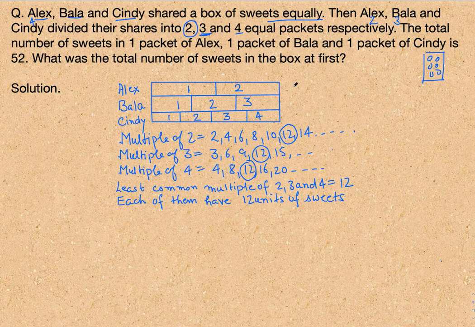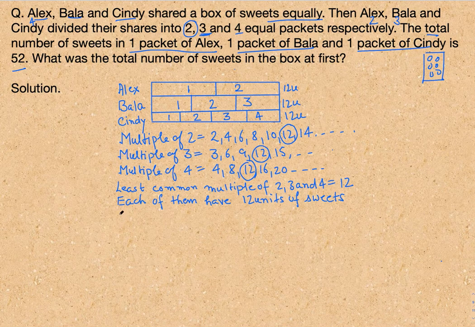We don't know what multiple of 12, so let's assume that each of them has 12 units of sweets. Given that, how many units of sweets are there in one packet of Alex? I'm interested in this because the question says the total number of sweets in one packet of Alex, one packet of Bala and one packet of Cindy is 52. So we have to find out how many units of sweets are in one packet of each.